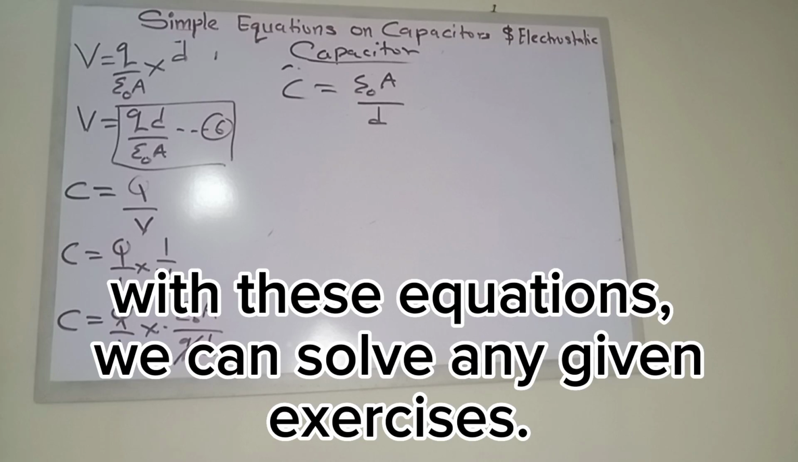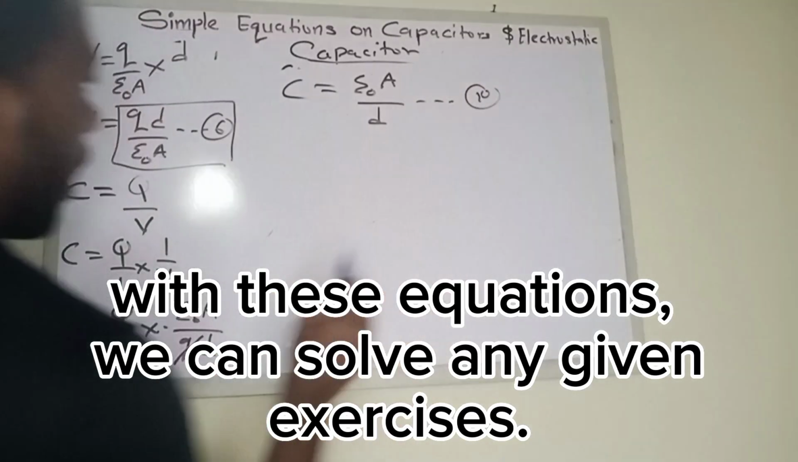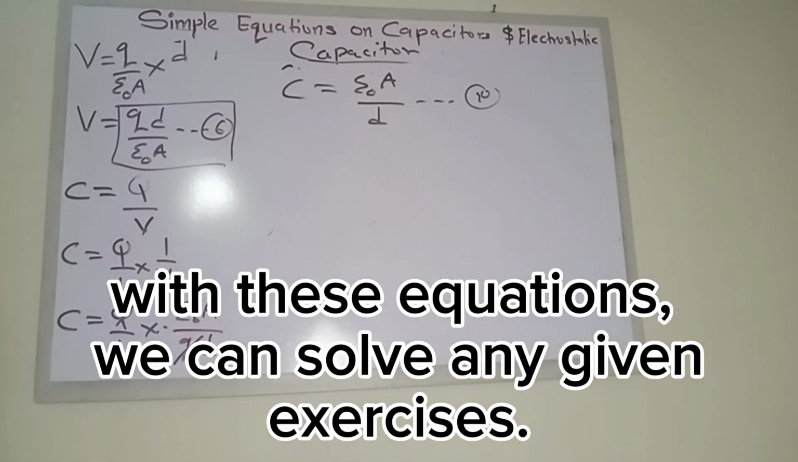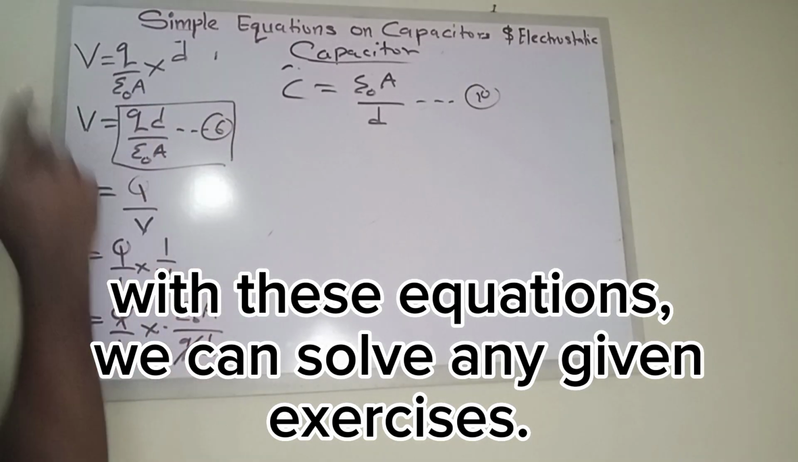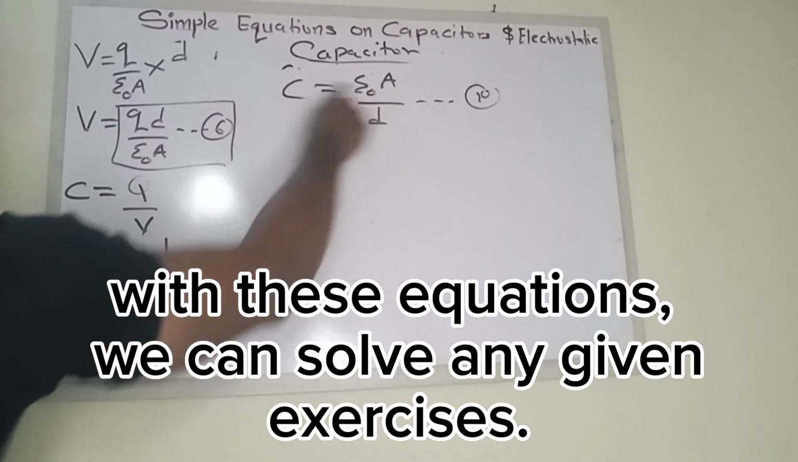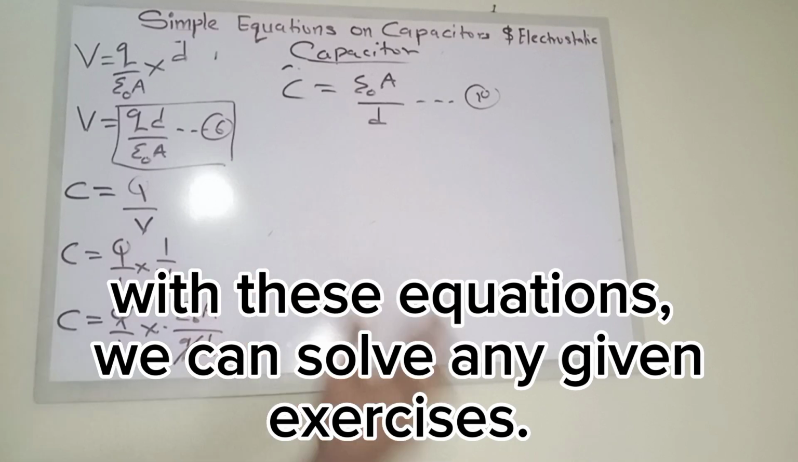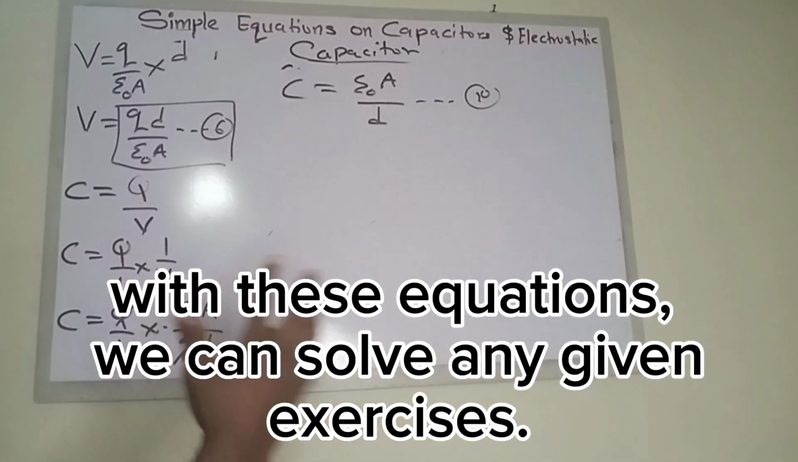Now this particular equation 10 actually proves something here. It proves that as the capacitance increases, the area also increases. As the capacitance increases, the distance between the plates also decreases.